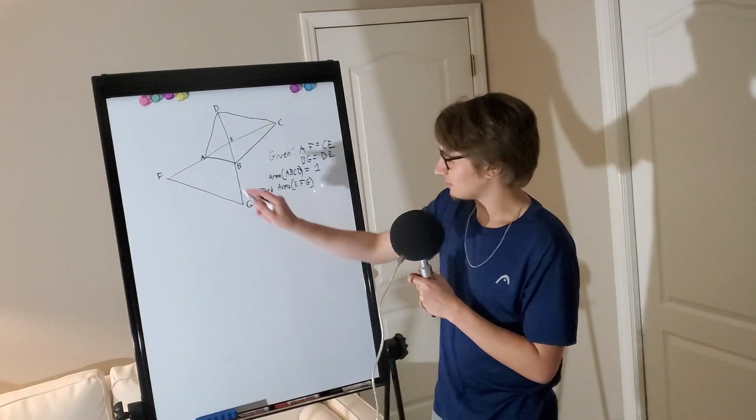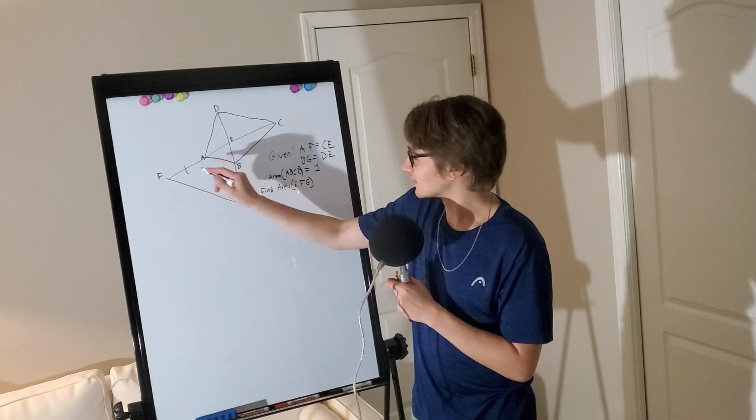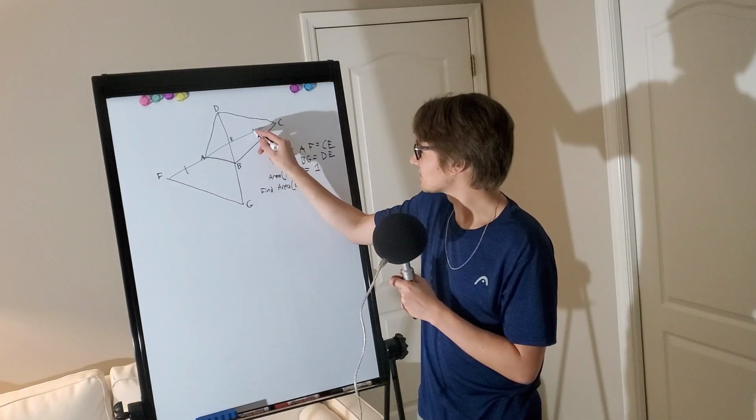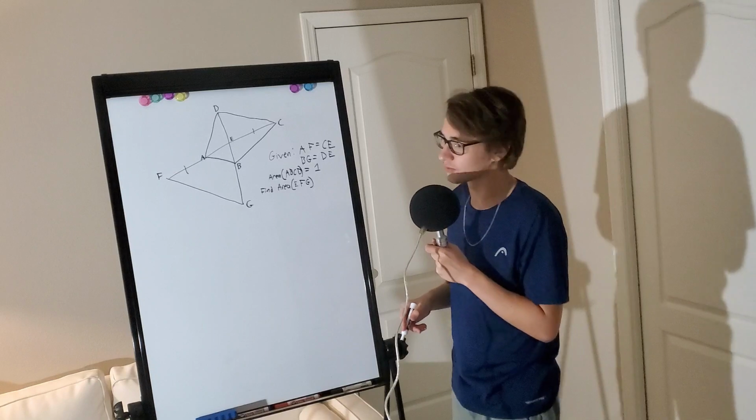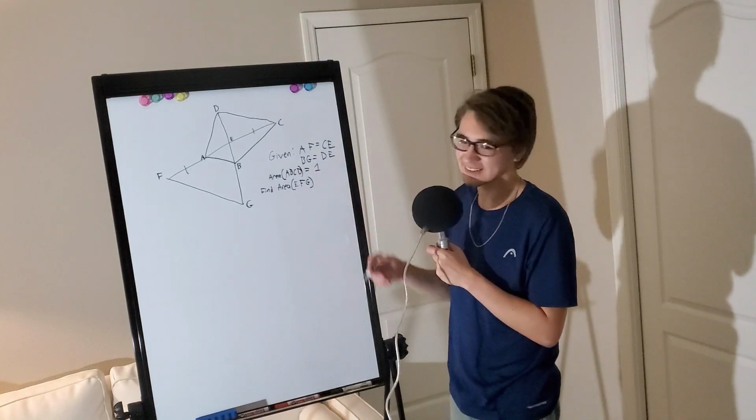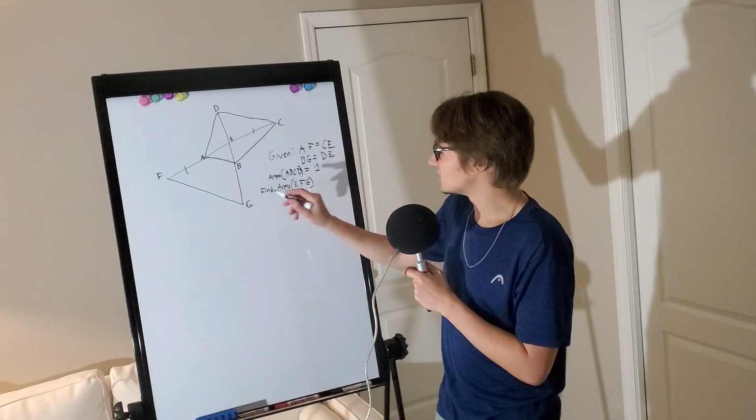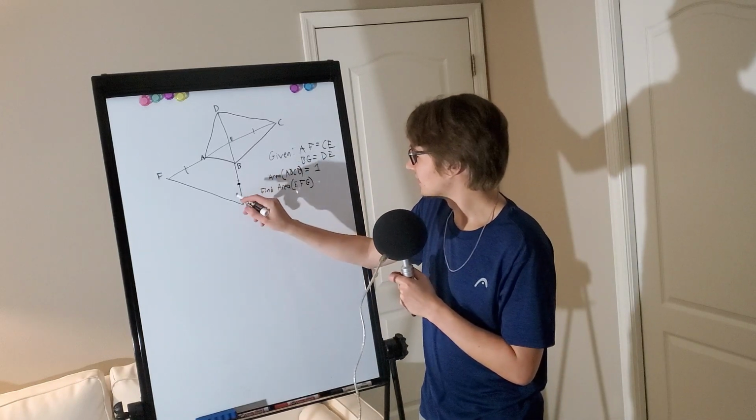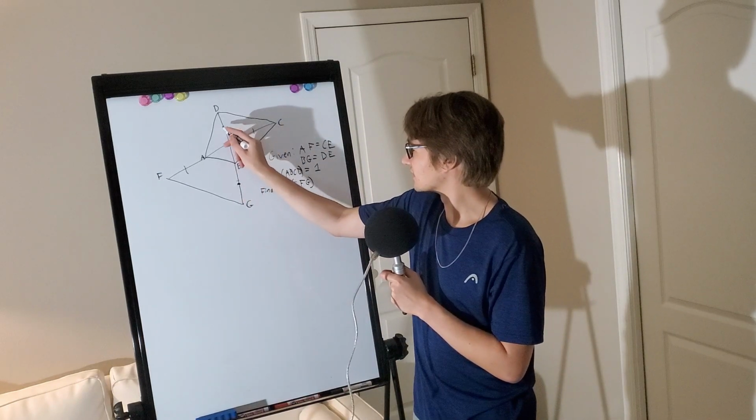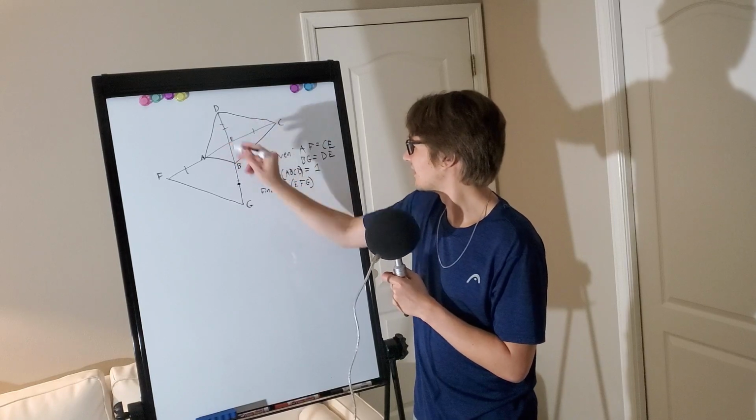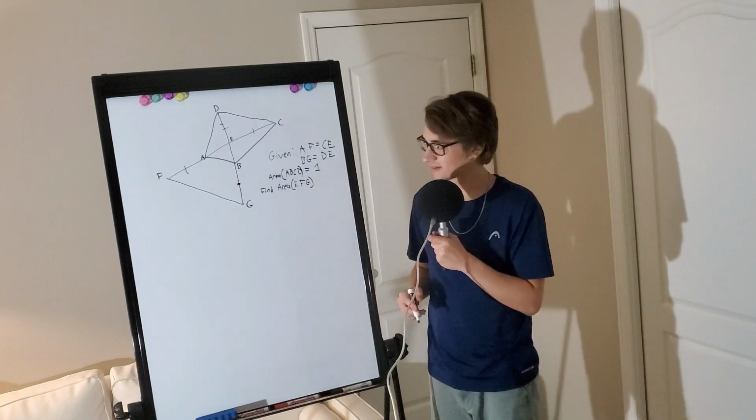AF equals CE. That means the length of this segment AF is equal to the length of this segment CE. So we're going to mark them with congruency lines, I guess you would call those. I don't know what they're actually called. Same thing with BG and DE. So these ones get a double, to show that they're congruent.